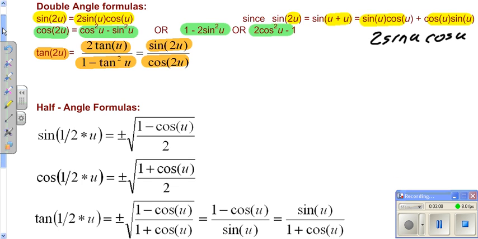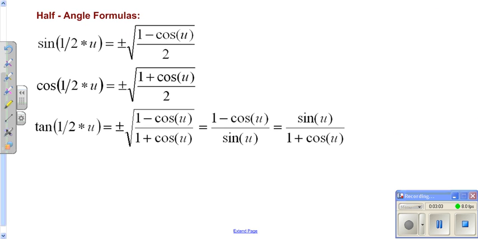We also have half angle formulas. Half angle formulas are given to you down here. Now, whether it's a plus or minus all depends upon the context of the problem that we'll deal with later.